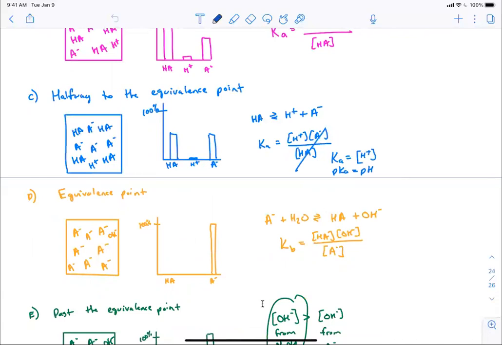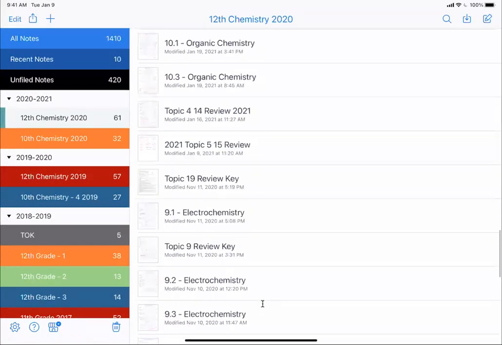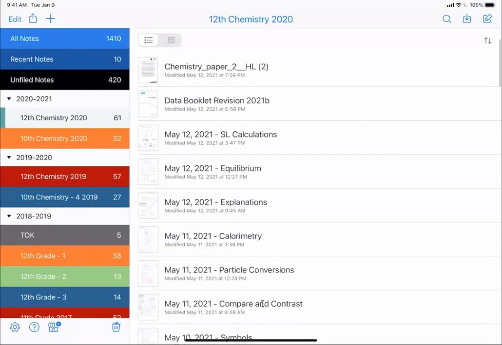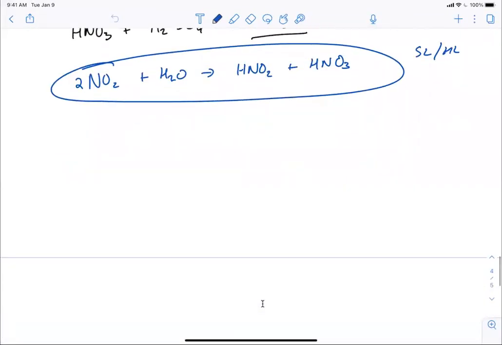So that's the way you want to think about it. If you're trying to do that question, whether it's SL, well, I guess this is HL, I would think of it this way. Here's my weak acid plus my strong base to form this.